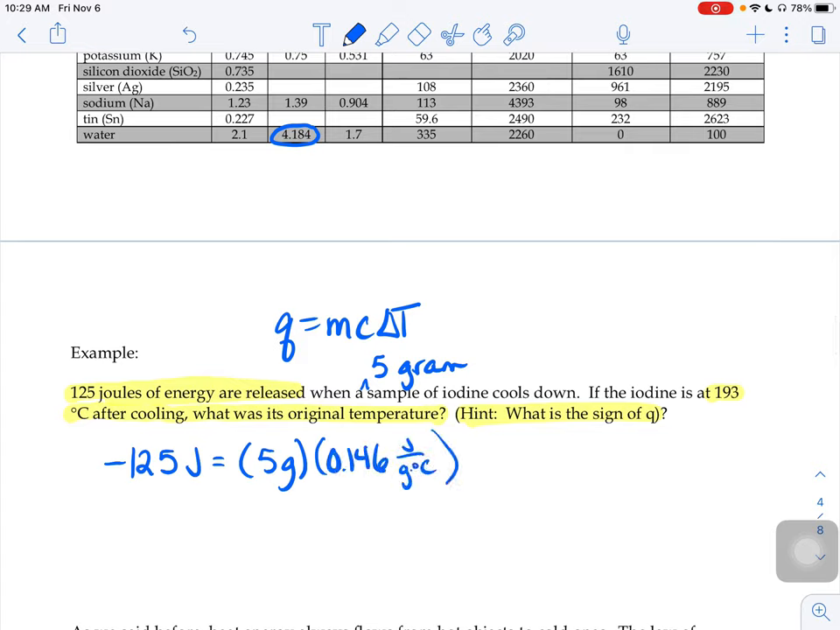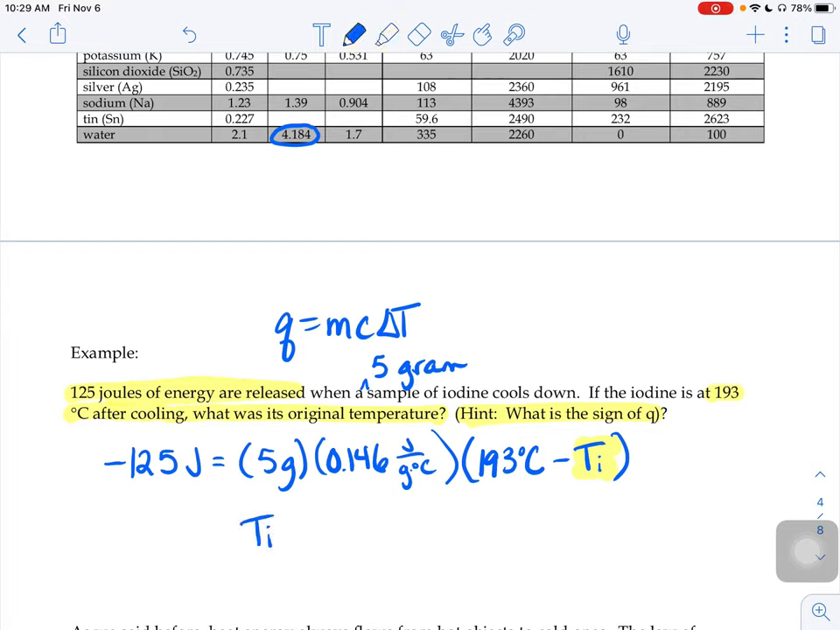Now delta T, we're always going to do T final minus T initial. T final, it's 193 degrees after cooling. We want to know what the initial temperature was. So we know the final temperature is 193 degrees, but we don't know what the initial temperature is. Then it just turns into an algebra problem where you're solving for that Ti.